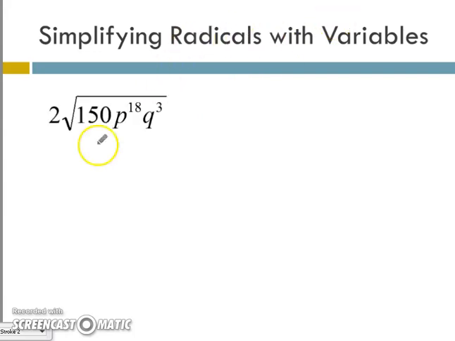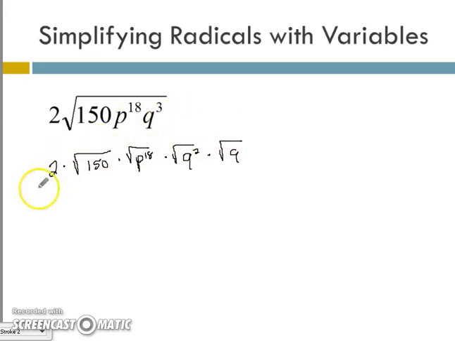And then one last example with this, simplifying this one. This is 2 times, so think of it as 2 times the square root of 150, and then times the square root of p to the 18th, since it's even, and then q to the 3rd. Since it's an odd number, I have a perfect square in there, so times q squared, and then there's still just one q left over, and then you just simplify each chunk.